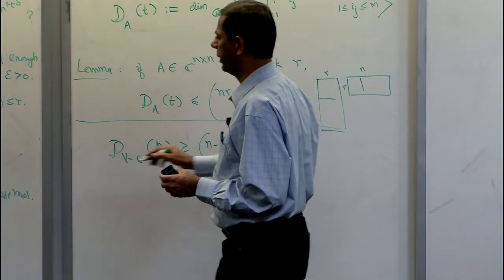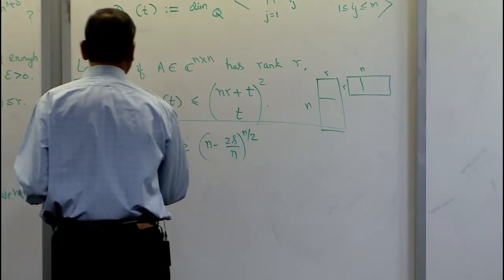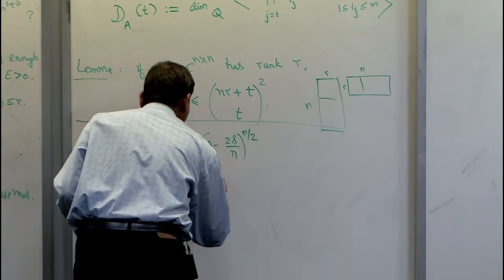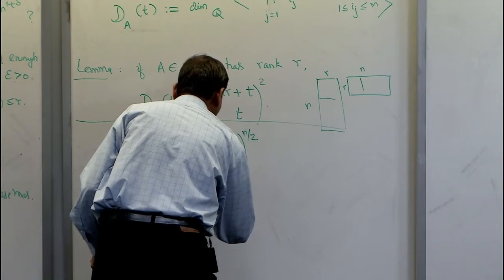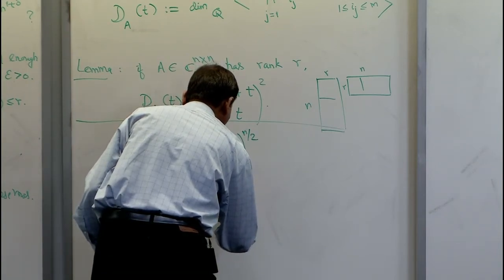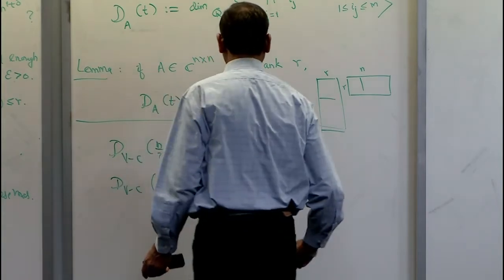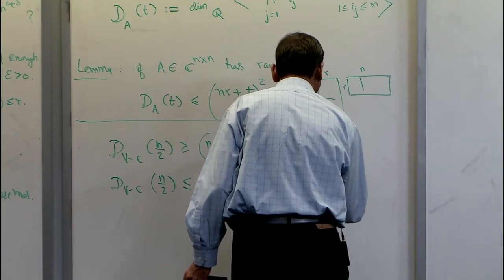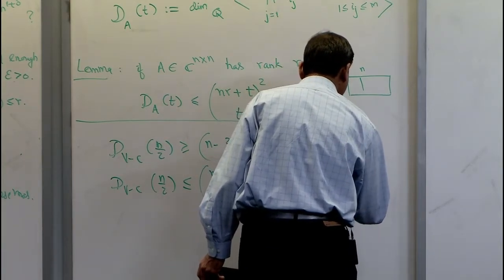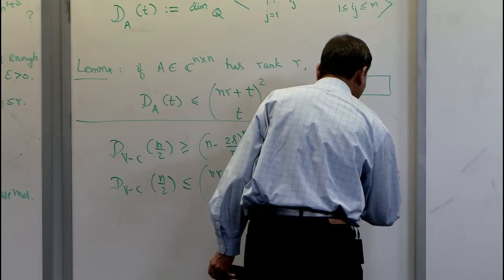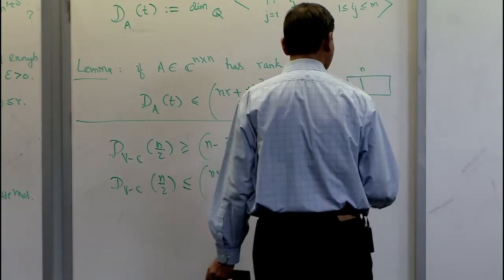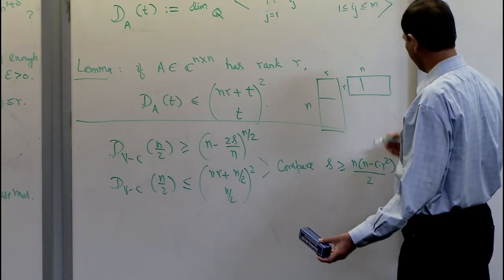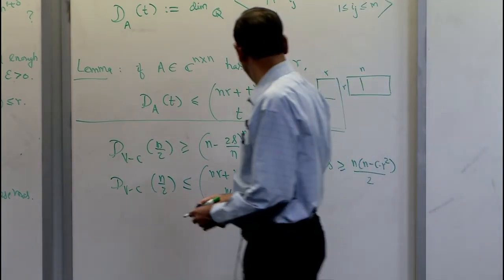So you just compare. Here you put t equals n over 2, so d v minus c n over 2 is at most n r plus n over 2 squared, and if you just compare, you get s is at least n minus n c r squared divided by 2. Okay. So this c is some constant based on how you approximate this, and this n over 2 is anyway.